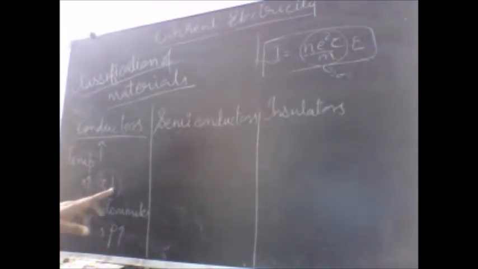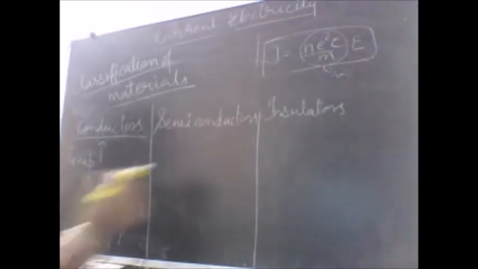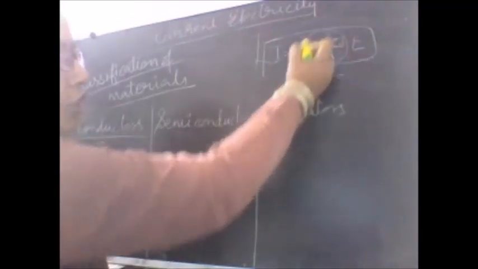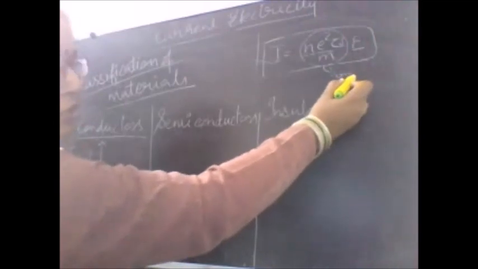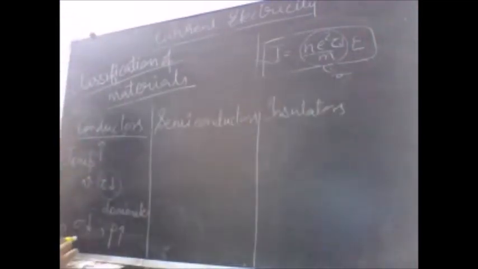So when the fall is dominating, that means this entire factor is falling. That means sigma is decreasing here, and the reciprocal, the resistivity, should rise. That means in the case of conductors, resistivity increases with the increase in the temperature.